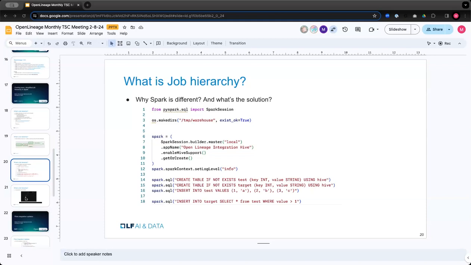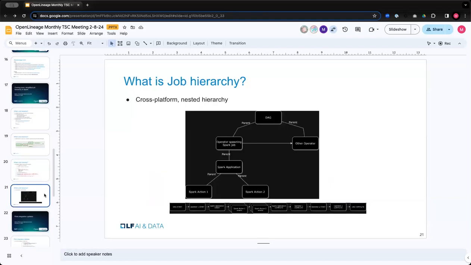So our idea is that for a given Spark application, which is this Spark job, we would have a single event that is emitted at the start of the job and one emitted at the end of the job. And every Spark action, which is like the execution unit, let's say, in Spark, would have a parent job.